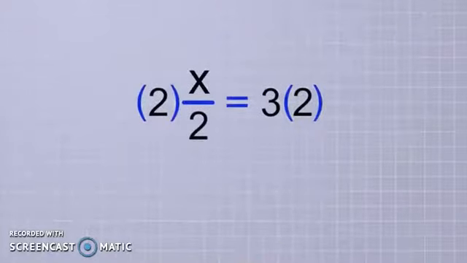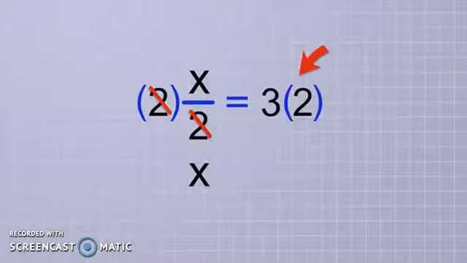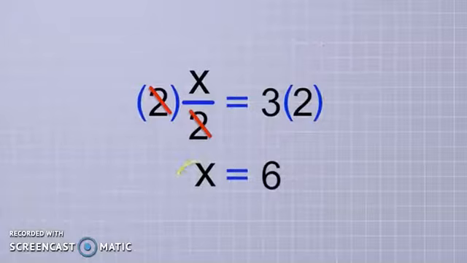Alright then, so the 2's cancel, leaving the x all by itself on this side. And on the other side, we have 3 times 2, which is just 6. So in this problem, x equals 6. That's not too hard either.